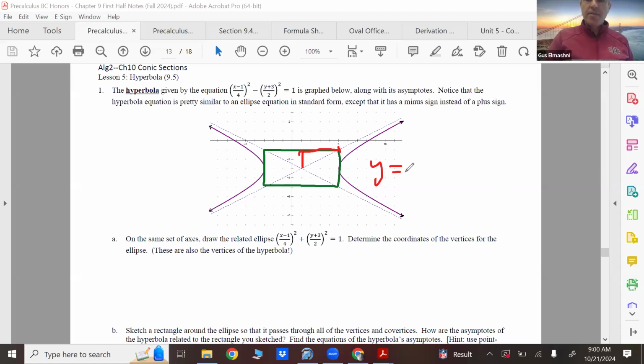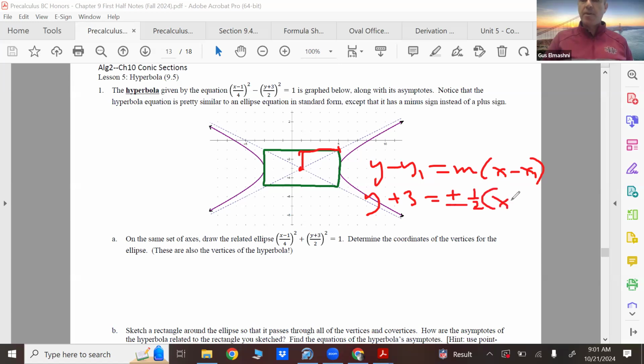Before I get too carried away, you guys know this, right? You might as well get used to it because you do it often in calculus. We rarely write things in slope-intercept form. Point slope's more popular. So what point do both asymptotes pass through? For this one, (1, -3). So you're going to do y plus 3, and the slope is up 2, down 4, so I'll write plus or minus 1/2, times x minus 1. That's how you write the equation of the asymptotes.